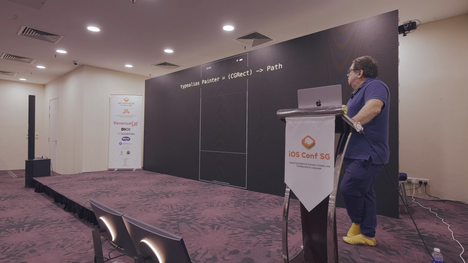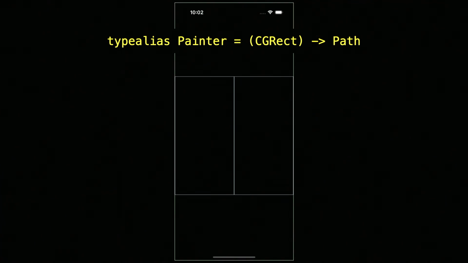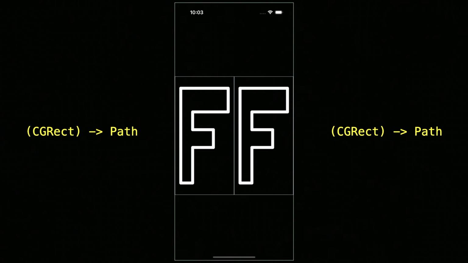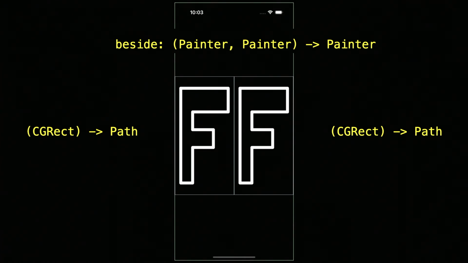And it depends on the rect. So if I divide that rectangle in half and I draw an F on each side, I get something like this. I get a function from CGRect to path on each side, and I combine them with this method that I'm going to call beside. And beside will draw one picture next to another picture.